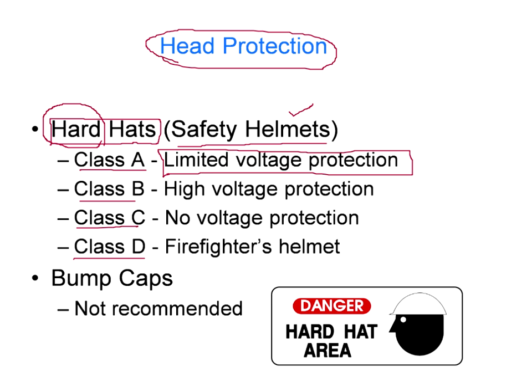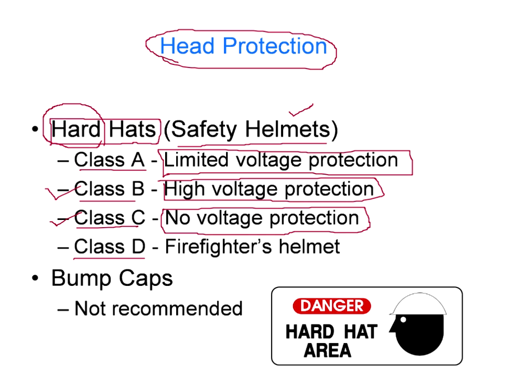There are different types of protective helmets. They call them hard hats. You know what a hat is, but in industry they give you hard hats. This is called safety helmets. There are different classes of safety helmets: Class A, Class B, Class C, and Class D. This is a self-study slide. Class A gives limited voltage protection. It protects you from voltages. Understand? It's about electricity.